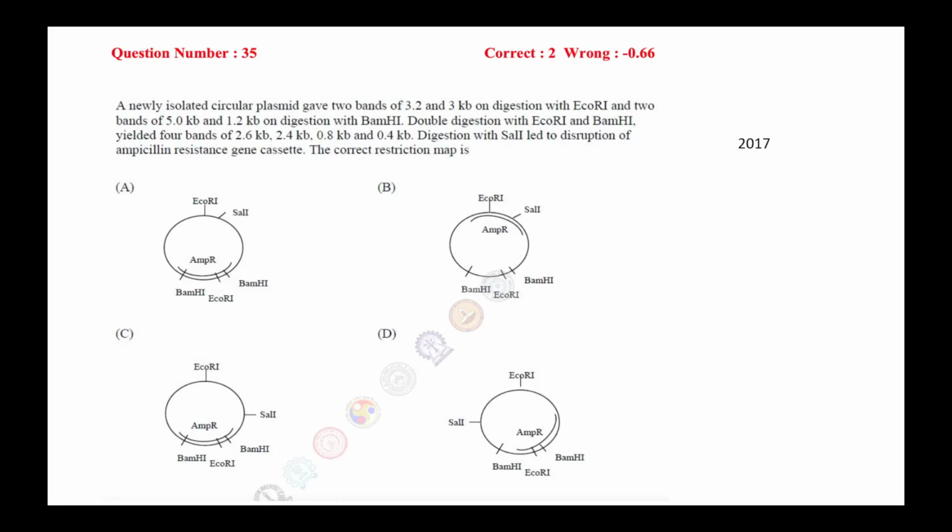Digestion with SalI leads to disruption of the ampicillin resistance gene cassette. The correct restriction map is... So these are the four options given, and we have been asked to tell, according to the question, which one is the correct map.